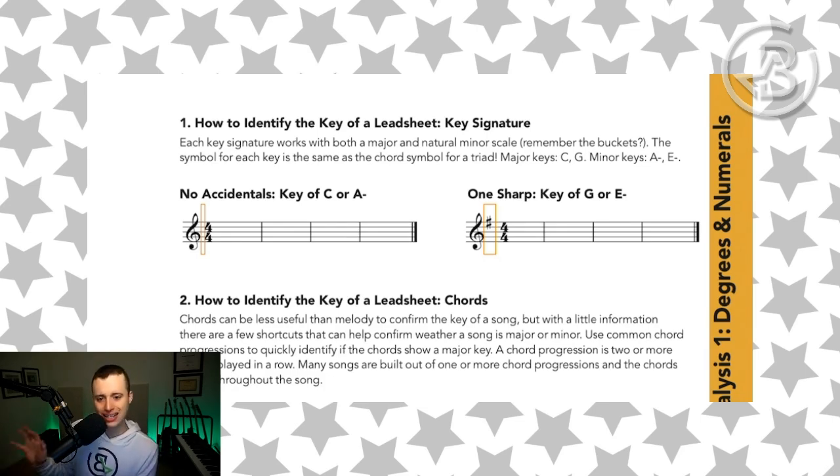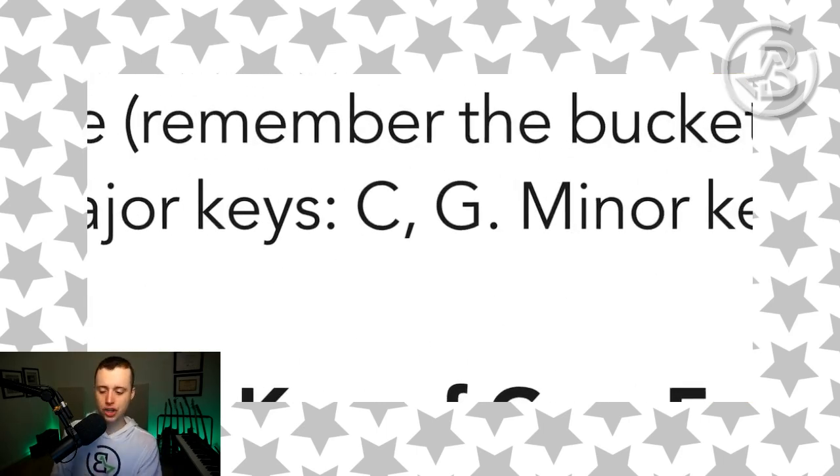So each key signature works with both a major and natural minor scale. Remember the buckets where we could put all those notes, and then it would show us the key signature. Now, the symbol for each key signature is actually going to be the same as the chord symbol for a triad. So for major keys, our chord symbols are going to be C and G.